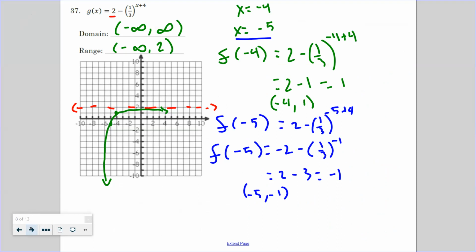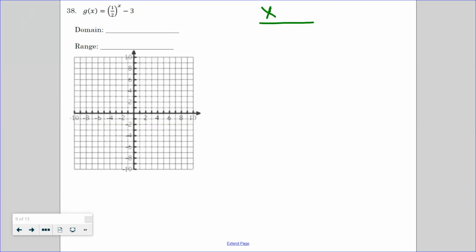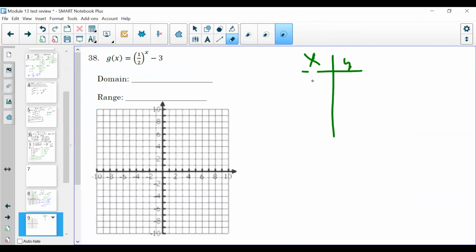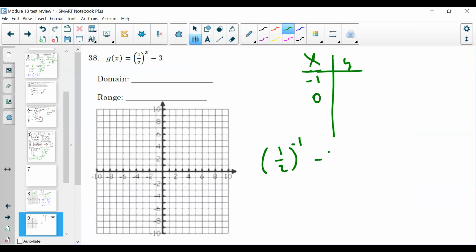38, another graphing problem. This one's a little easier because x is just 0. So in this case, I can just use x values of -1 and 0. -1 because again it's a decay function. So when x is -1, I have 1/2 to the -1 minus 3. That's 2 minus 3, which is -1. So the point -1, -1.